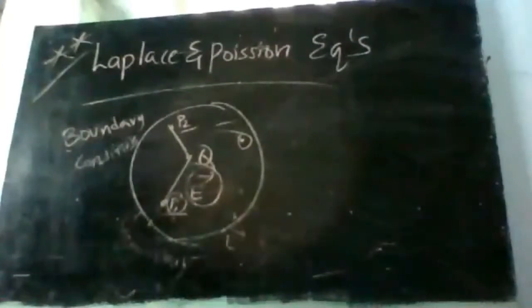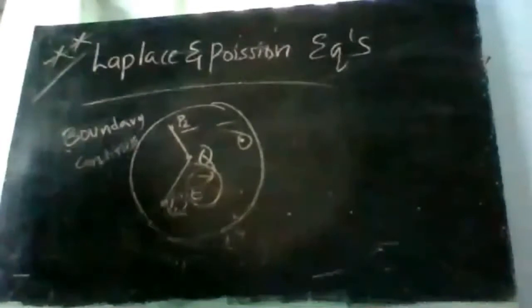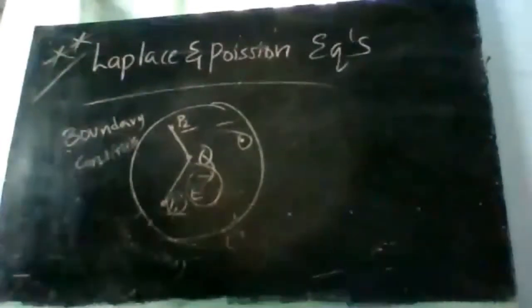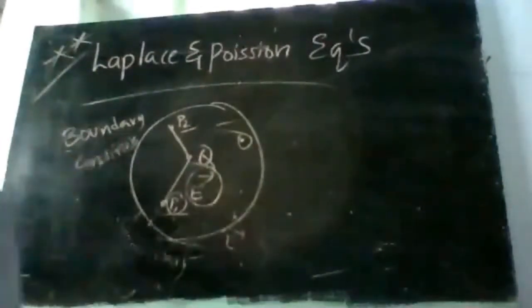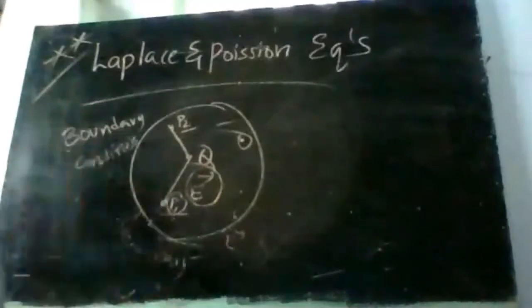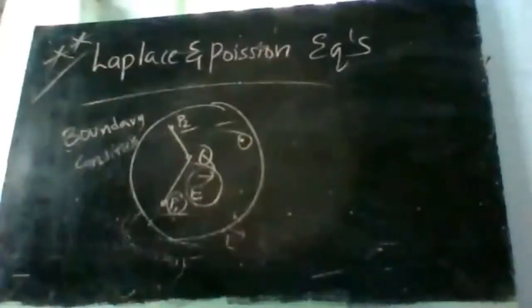Okay, so we can obtain it as a function of the required variable, and we can calculate the value at that particular point. It is not required to measure the value again and again. So that's why these Laplace and Poisson's equations are very, very important for us in the study of electrostatics.